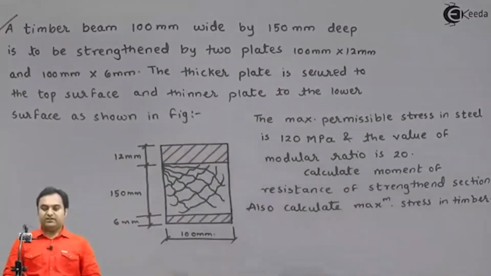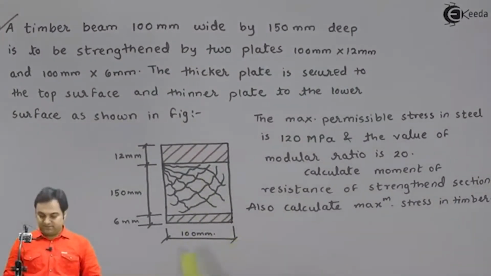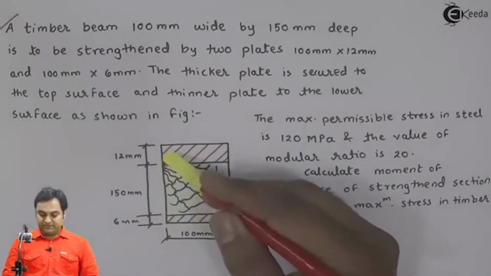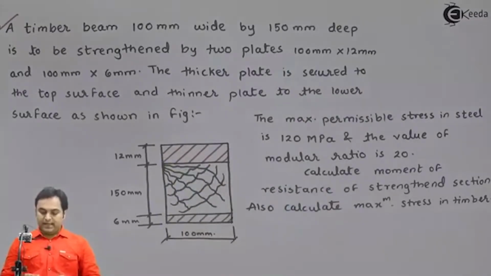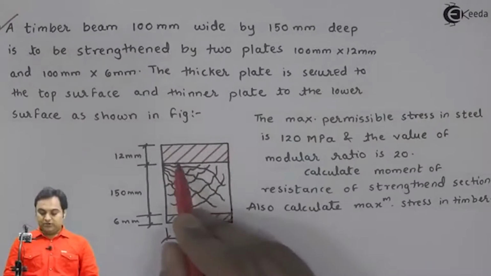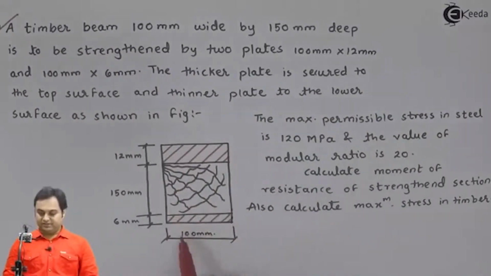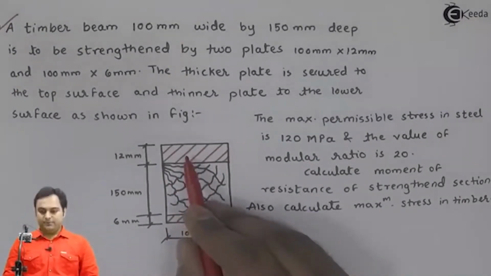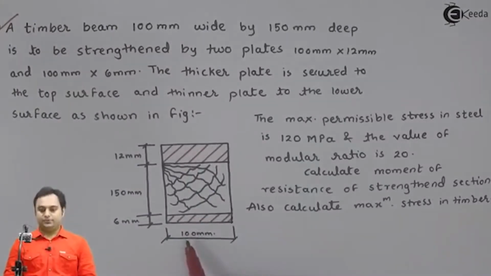Here they have provided us with a diagram in which they are showing that the overall width of this flitched beam is 100 mm. The overall depth is given for wooden section, it is 150 mm, and they are telling us that we have two steel plates, one is thick, other is thin. Thicker steel plate is at the top, thinner steel plate is at the bottom.